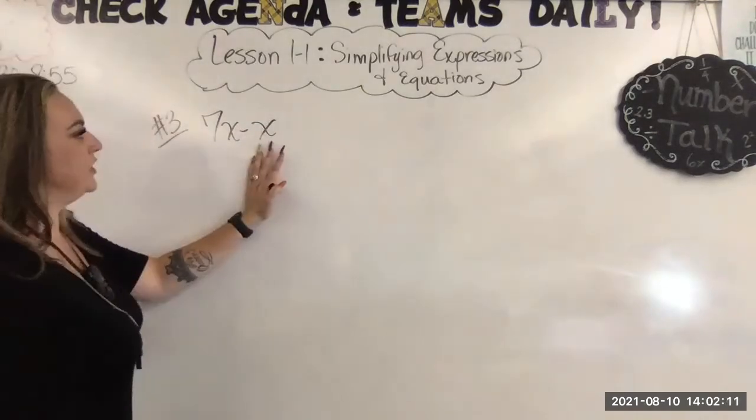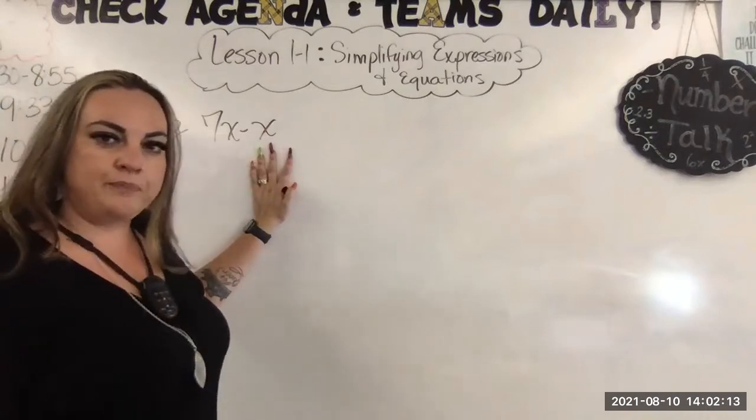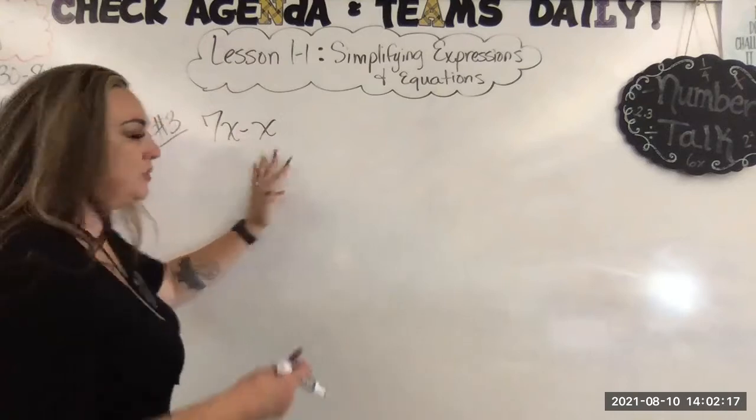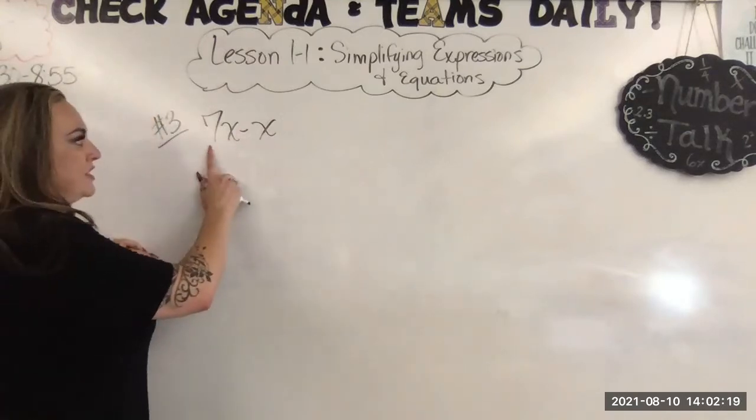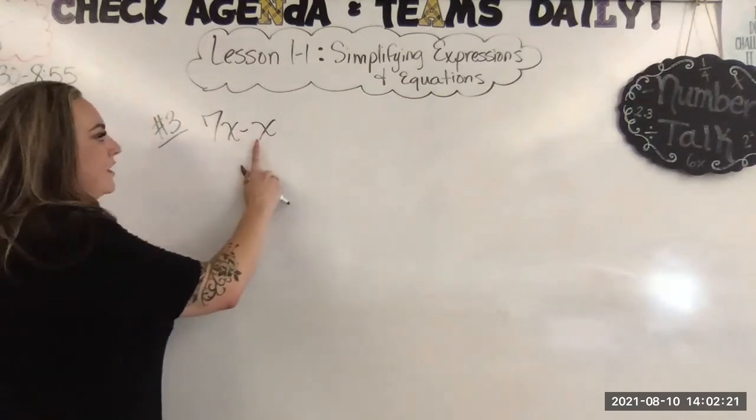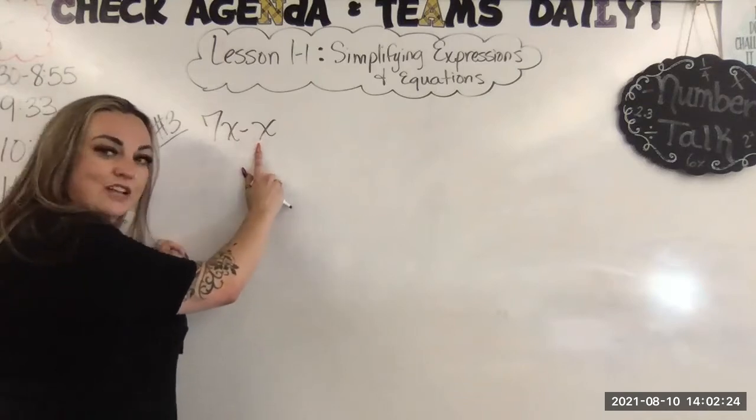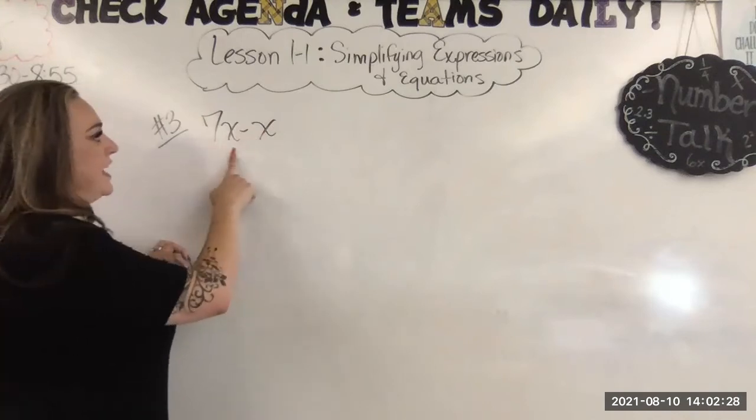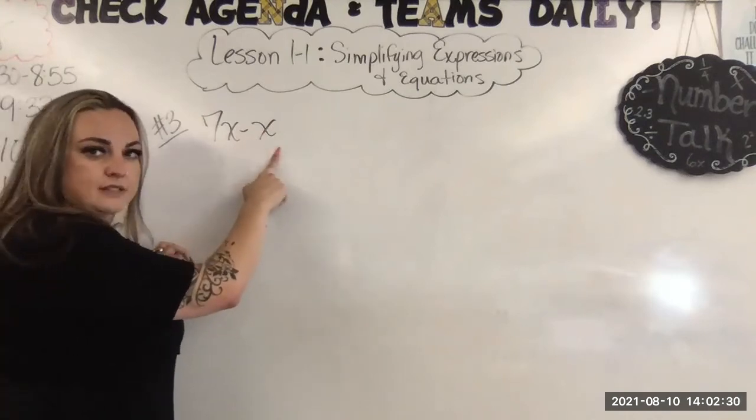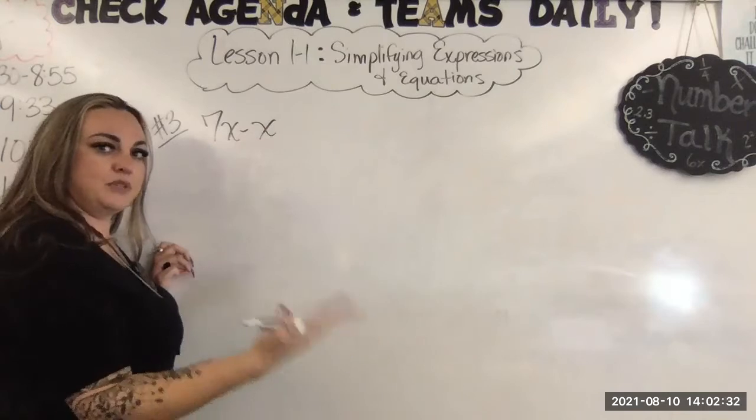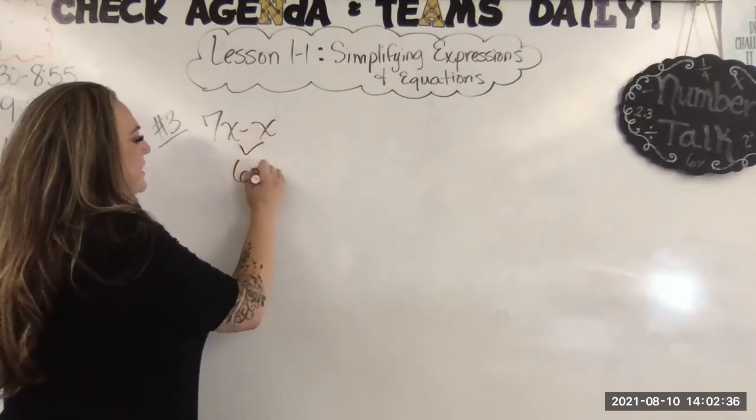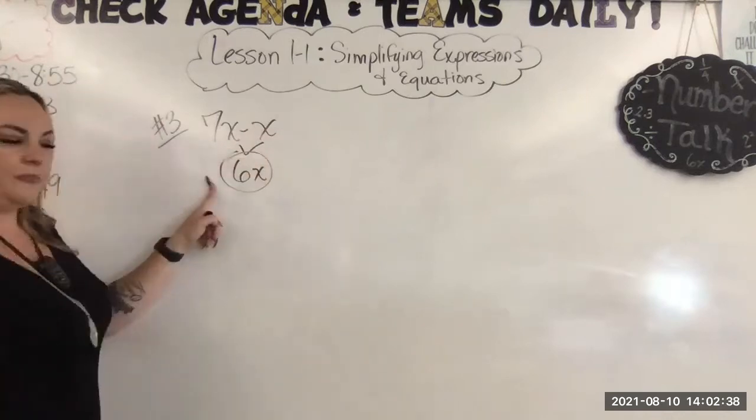Now, if you remember, there is a coefficient, which is the multiplier in front of the variable. So the coefficient for this term is 7. The coefficient for this one would be a -1. Okay, there's a minus here. So this is the same as saying 7x minus 1x. Well, if we have 7 x's and we take away 1, we get 6x. That's our final answer.